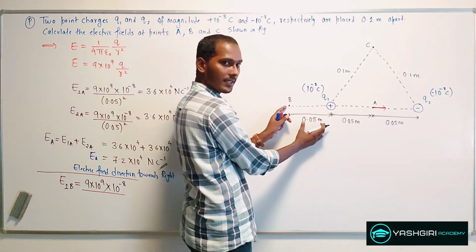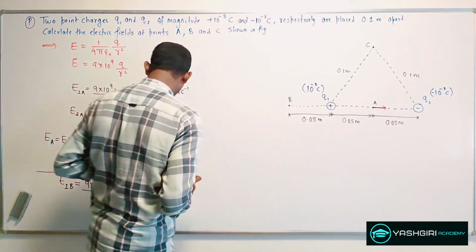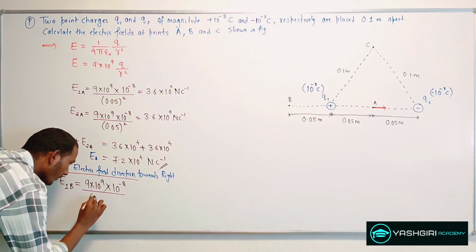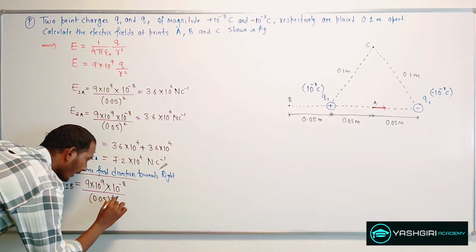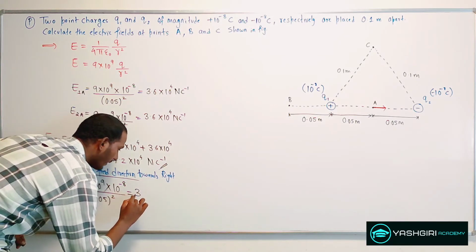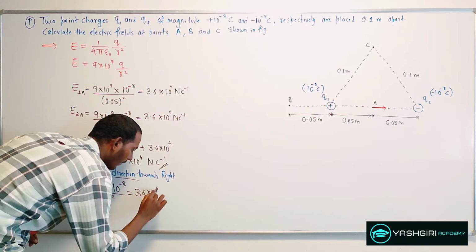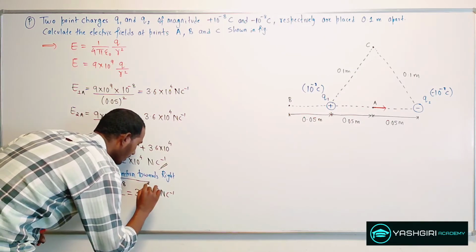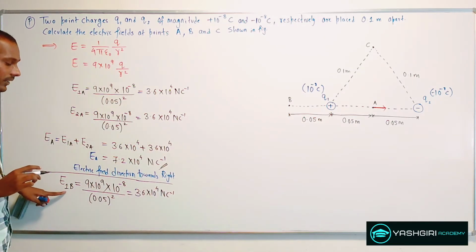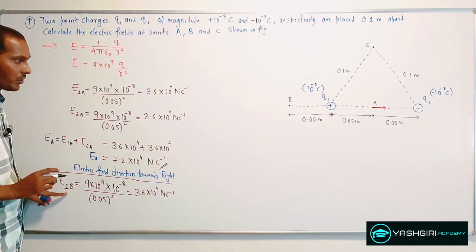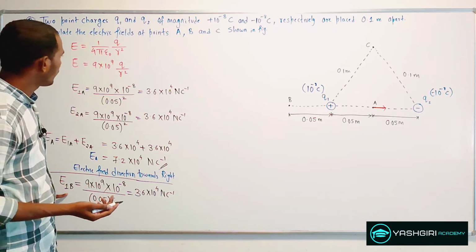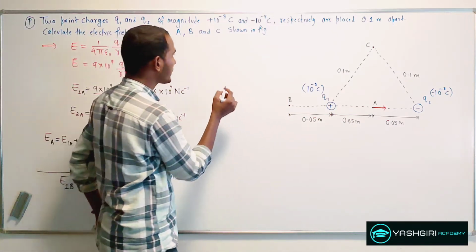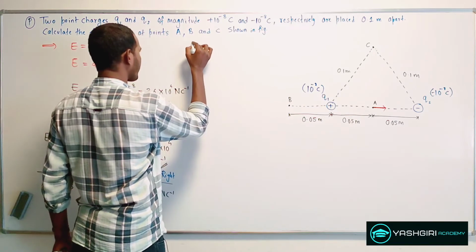So again the distance given to us is the same, 0.05. So 0.05 squared, and once again I will get the same electric field, 10 to the power 4 Newton per Coulomb. Yes, so that is at point B due to the charge Q1. So we have this expression. Now let's calculate the electric field.